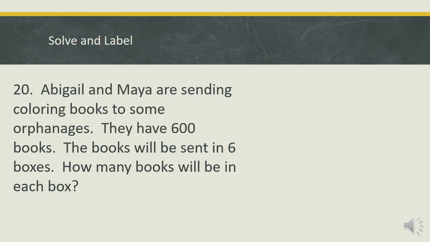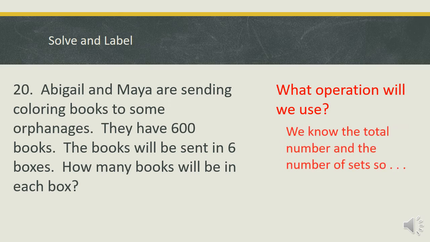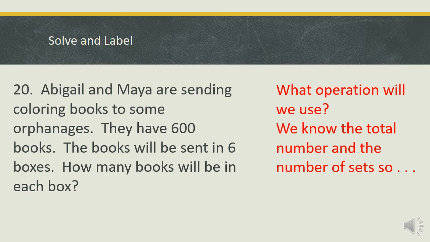Abigail and Maya are sending coloring books to some orphanages. They have 600 books. The books will be sent in 6 boxes. How many books will be in each box? Well, we have to figure out what operation we're going to use. We know the total number, and we know the number of sets. So it looks like we're going to have to use division to solve this problem.